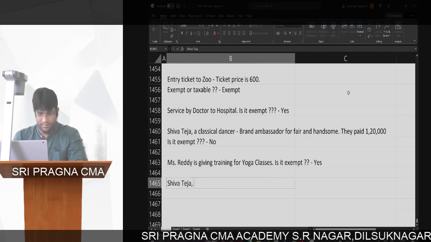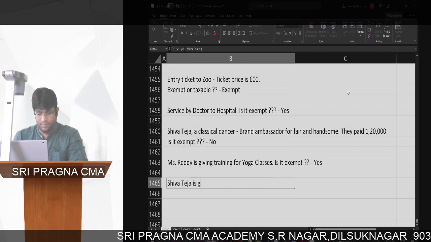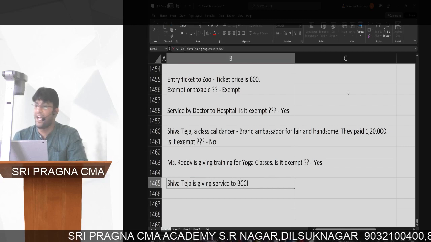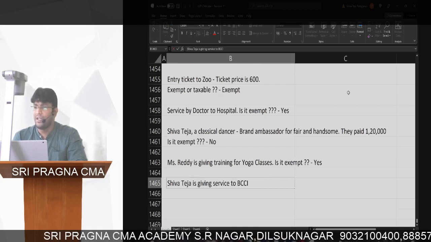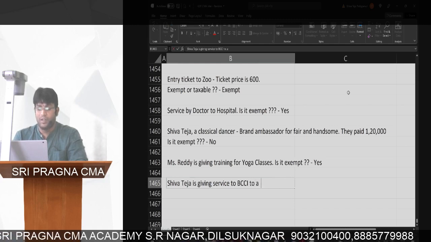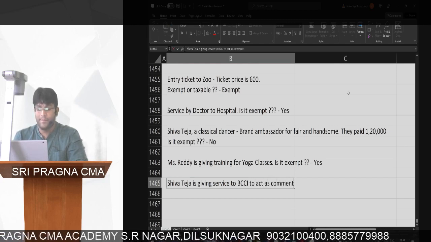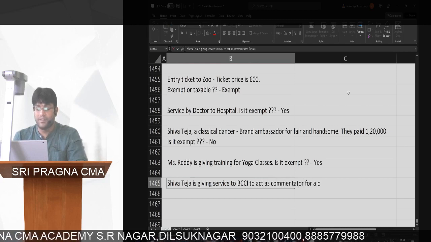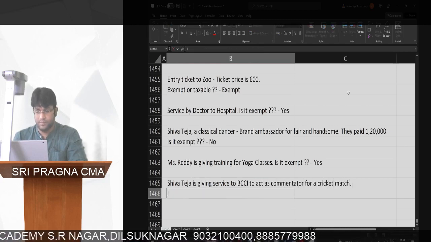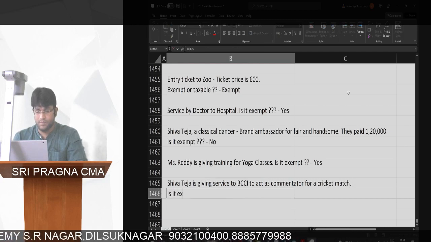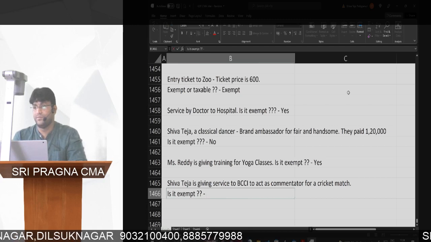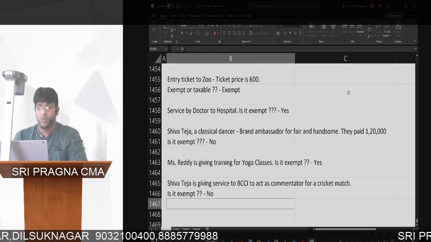Shivateja is giving service to BCCI. You know BCCI? Board of Control for Cricket in India. Service to BCCI to act as commentator for a cricket match. Is it exempt? Speak out. Answer is no.